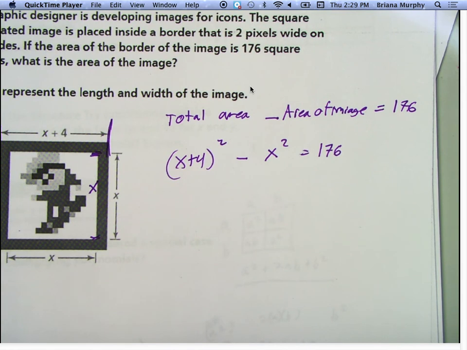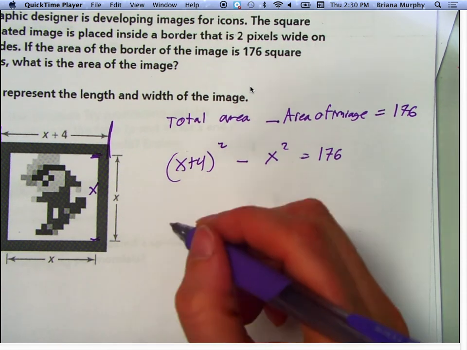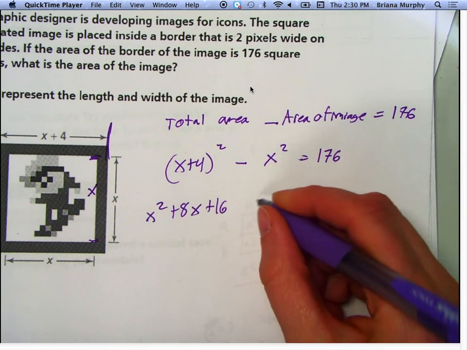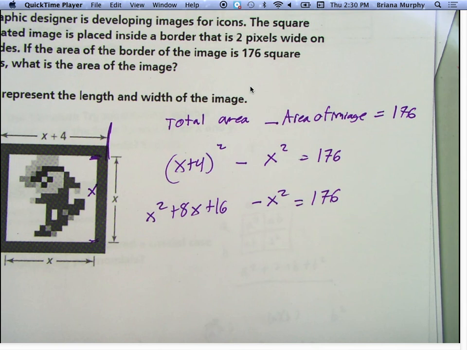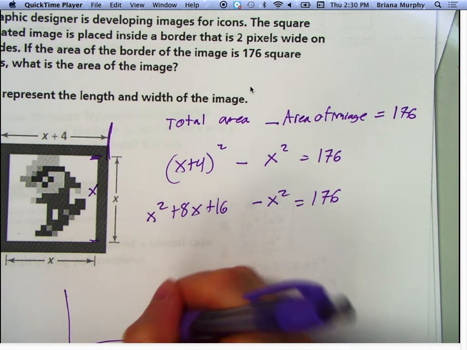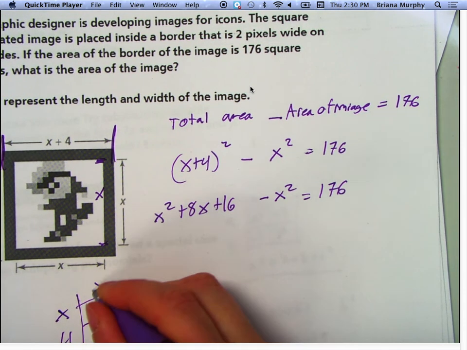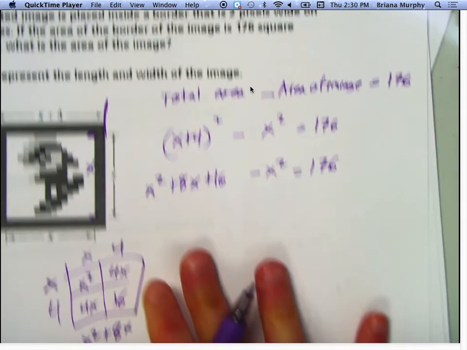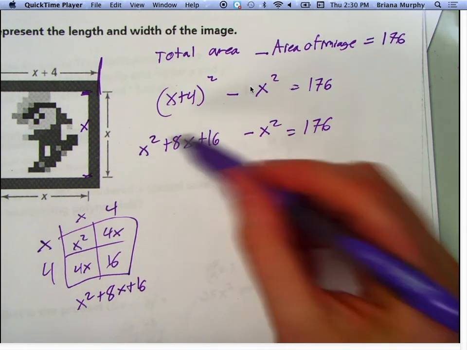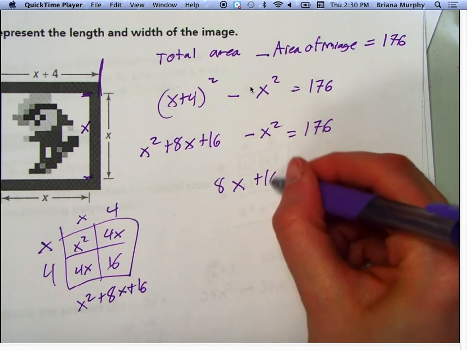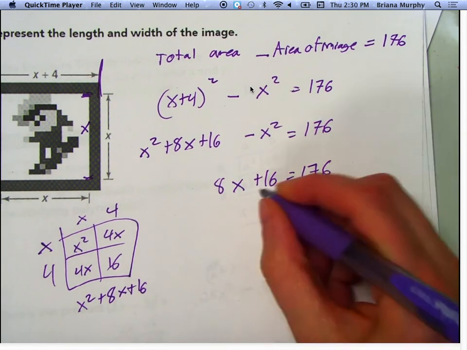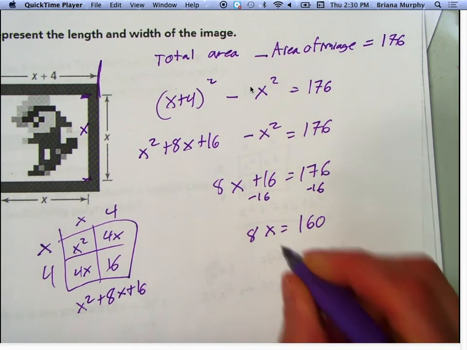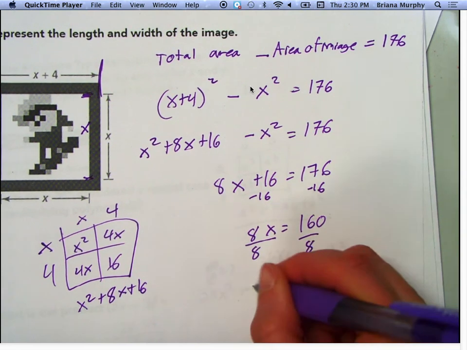x plus 4 squared, again, you can just use the box method if you want, but if you use your shortcut, it ends up being x squared plus 8x plus 16 minus x squared equals 176. So I used my shortcut. Did I have to? I could have done the box method and found out that it was the same thing. x squared minus x squared gives me 0, so I have 8x plus 16 equals 176. I'm going to subtract 16 from both sides. 8x gives me 160. Divide that by 8. x ends up giving me 20.